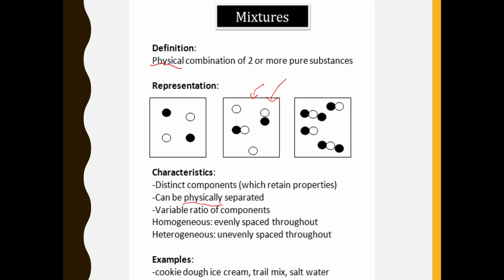Homogeneous, prefix of homo meaning evenly or the same throughout, so they're evenly spaced throughout, and heterogeneous, which is unevenly spaced throughout. So think of this as like making lemonade. When you have that perfect mixture of lemonade, you have lemonade powder distributed throughout the container. However, if you add too much, you have sugar at the bottom, which is going to then create a heterogeneous mixture. Because if you were to take a sample from anywhere in the container, it would not be the same. Examples of these types of mixtures are cookie dough ice cream, trail mix, salt water, and the one I just talked about with lemonade.